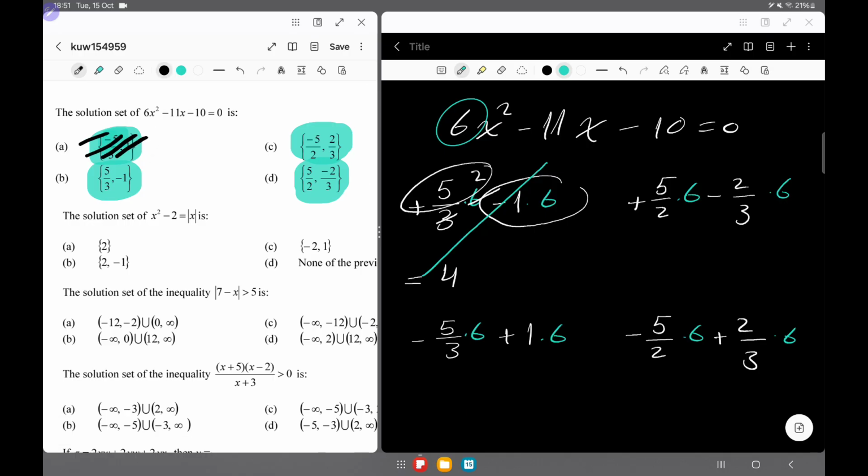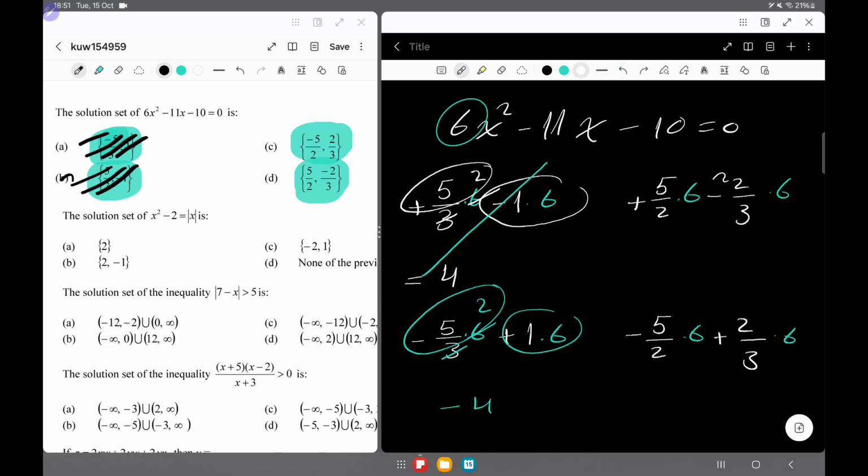We will see the next one, the B. Cancel with this, it's 2. Negative 5 times 2, negative 10, plus 6, it will become minus 4. Is that equal to minus 11? No, this is the wrong answer.